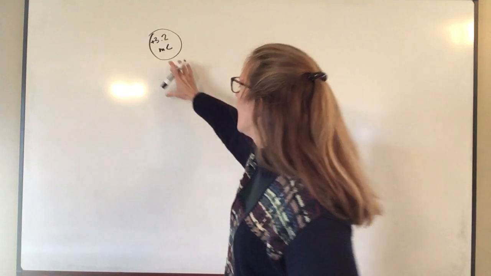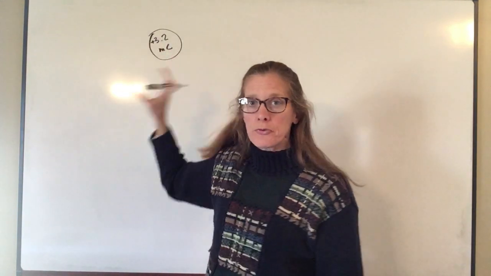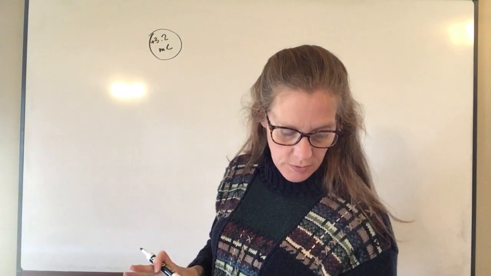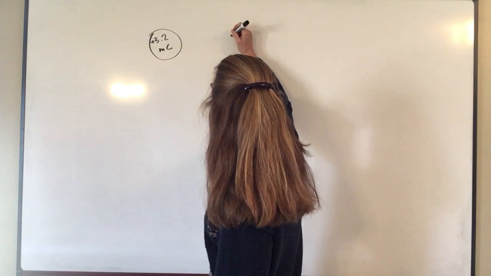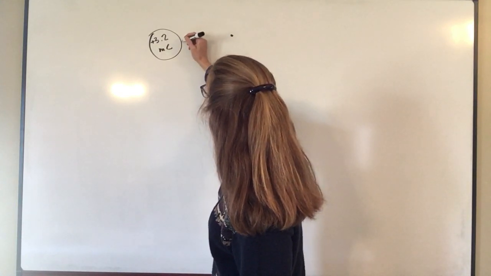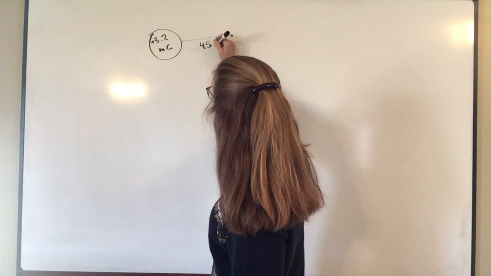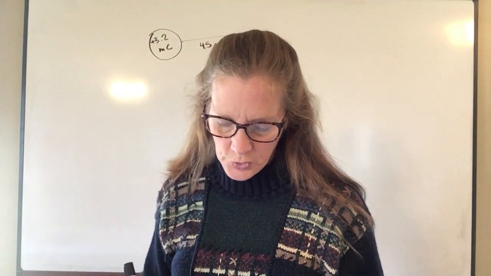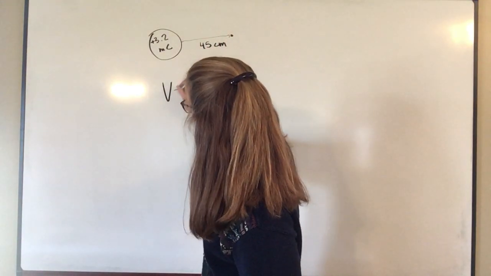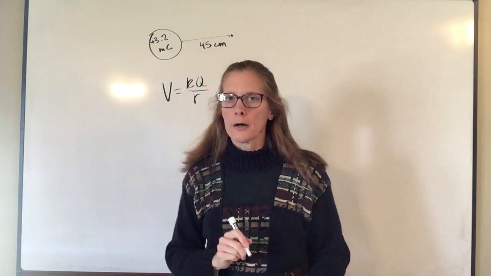So that means that because this is fixed, it automatically creates an electric field around it, just like we talked about in the last module. And so the question is, if I am at a point out here and I am 45 centimeters away from it, what is the electric potential at that point? Okay, well, in order to calculate that, I'm going to use my formula for electric potential, KQ over R.